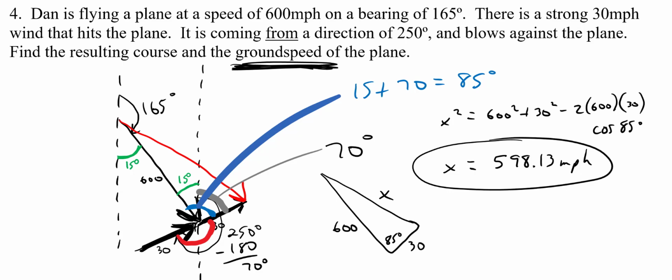All right. So I asked you two things. I asked you the ground speed, and I asked you the resulting course. I want you to understand the plane right now is going at 165 degrees. And what's going on is the wind is pushing it off course, right? When the wind hits the plane, it changes its course.